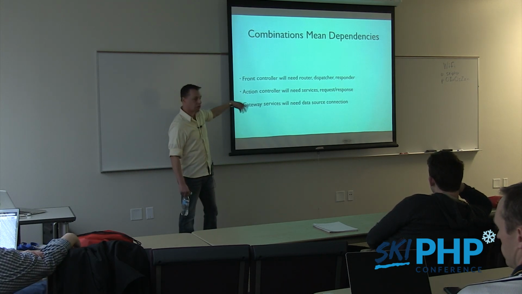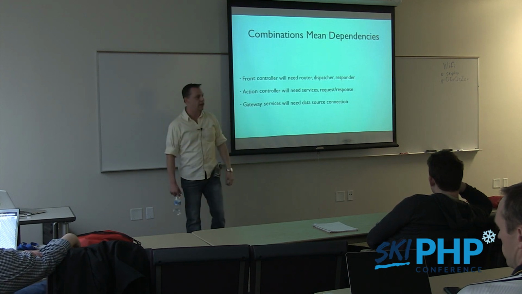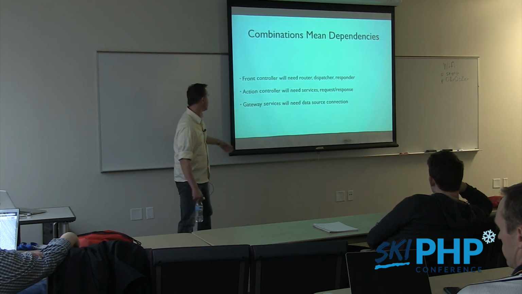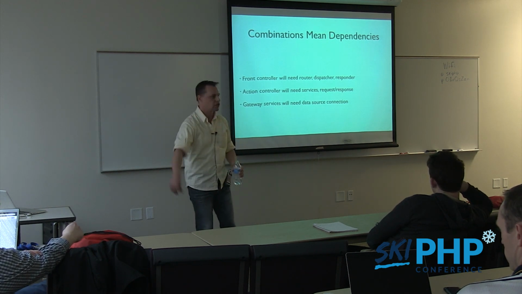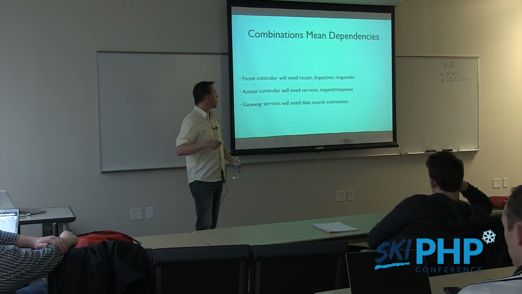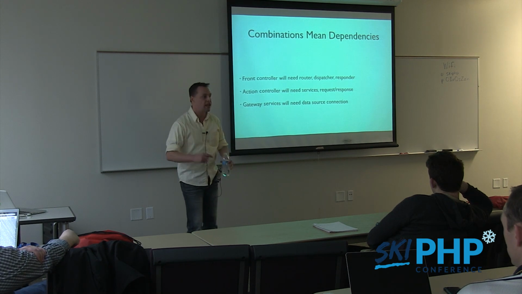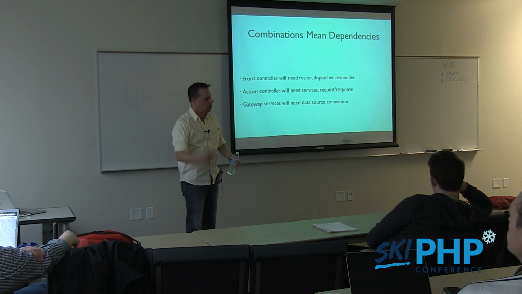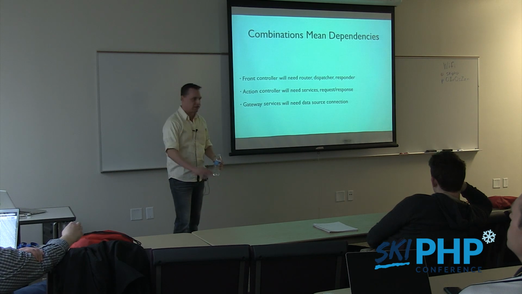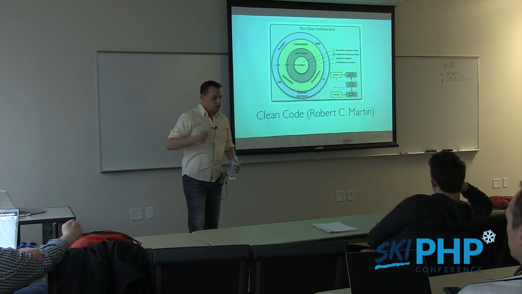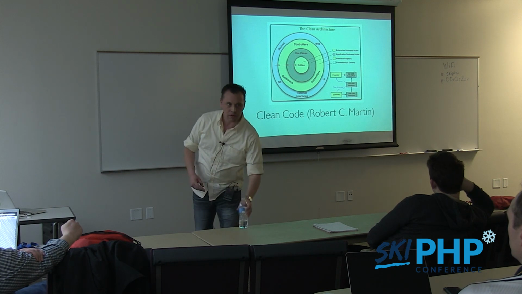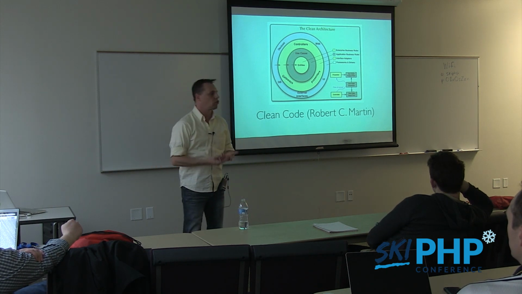Your action controllers, wherever your controllers are, they're probably going to need a service layer. They're probably going to need the request and response values. If you've got gateway services in the action controller, they're going to need their data source connection, and so on and so on and so on. Which means that we now need to start introducing dependencies at these higher levels, or at these deeper levels, depending on how you think about it. I think of libraries being at the base level and this other stuff being at the higher levels. So when we're doing this, how do we know what ought to depend on what?